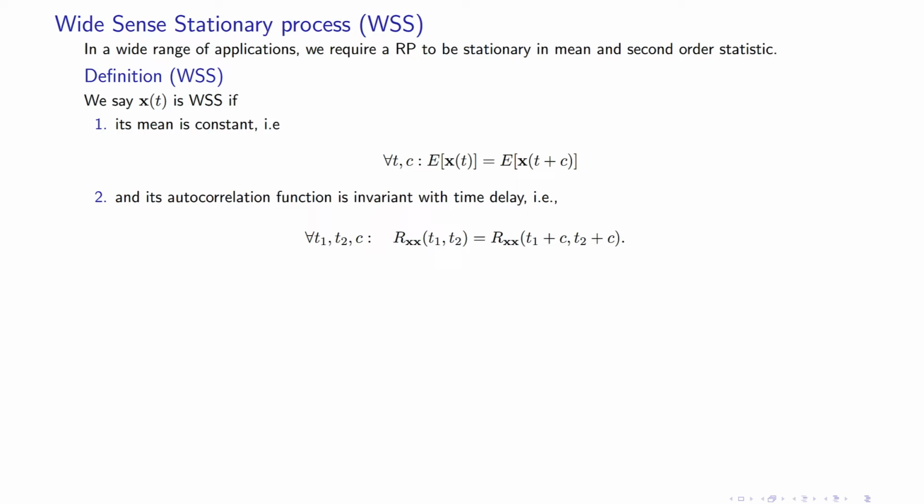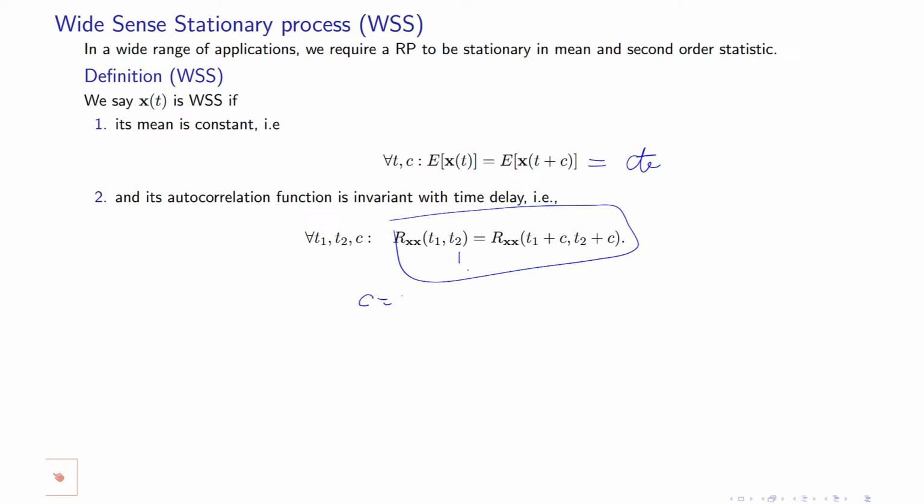The second property is that we want this autocorrelation function, if we apply a delay to both of them, to be constant. In other words, we want this property to happen. This one means that this is equal to a constant. And this is true for all t1, t2, and c. So, for instance, I could replace c, because this should be valid for all c.